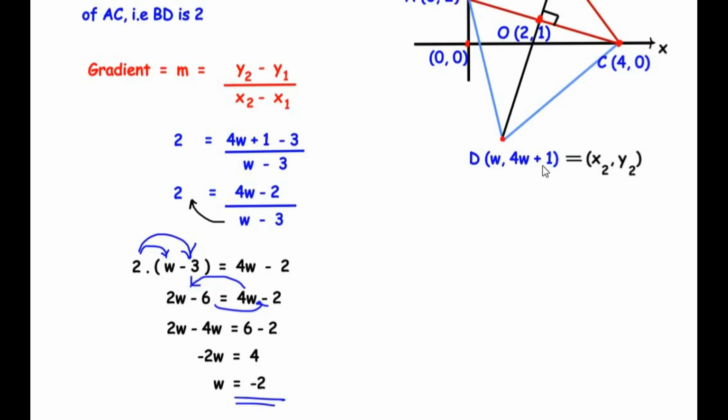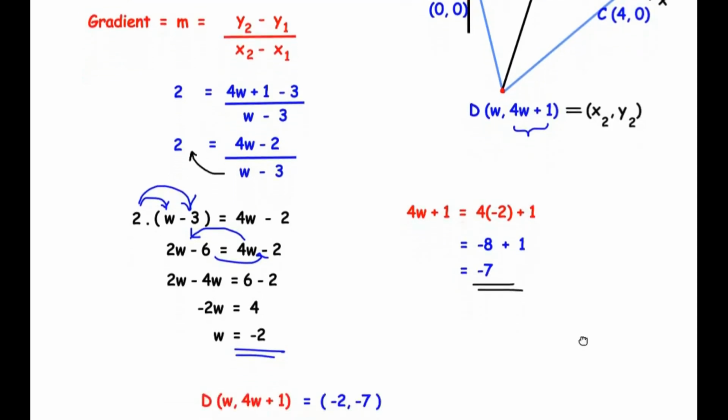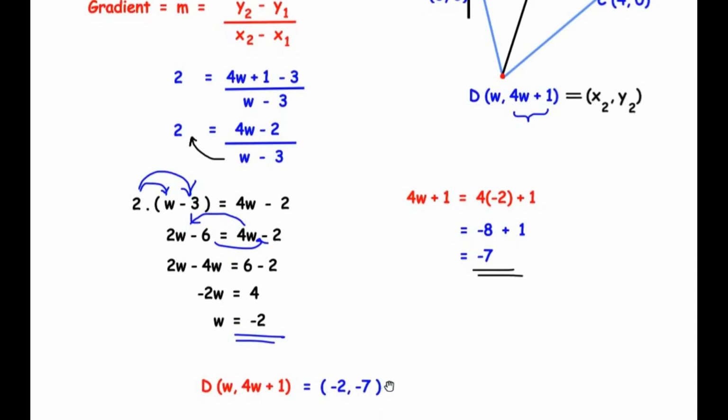Now to find the y coordinate, we have to just substitute the value of w as negative 2 in 4w plus 1. So let us do that. So here 4w plus 1, that is the y coordinate, is equal to 4 times, since the w value is negative 2, we have substituted over here, plus 1. Now 4 times negative 2 gives us negative 8 plus 1, which simplifies as negative 7. So the x coordinate of D is negative 2 and the y coordinate of D is negative 7. So let us write here, the coordinates of D is negative 2, negative 7.